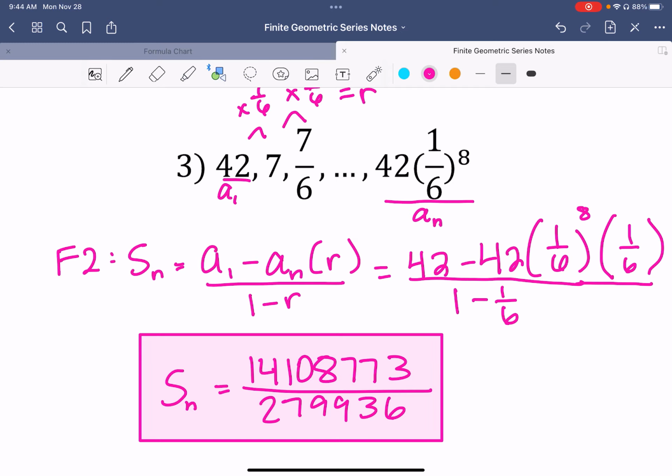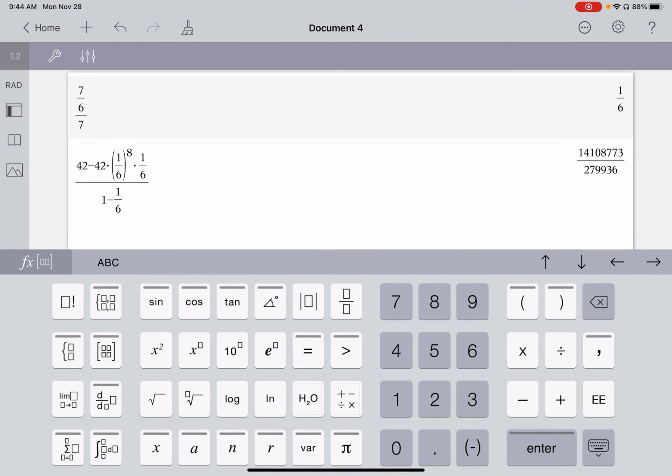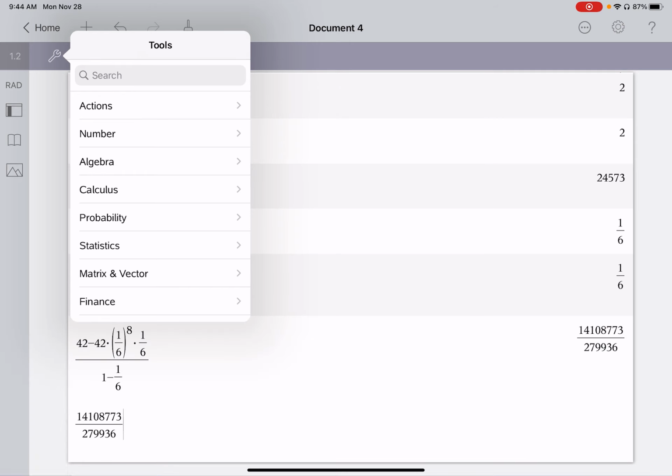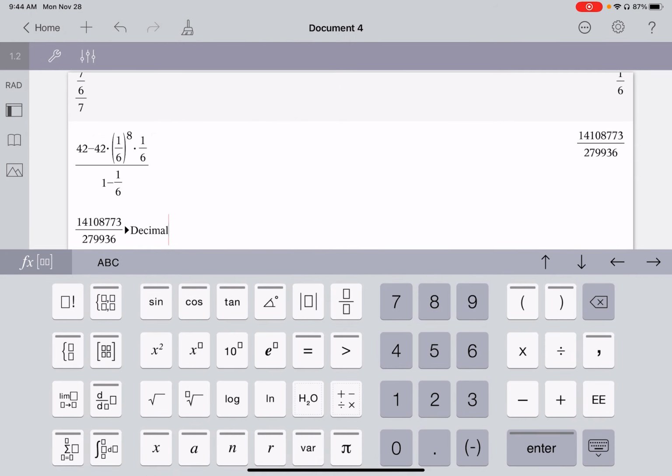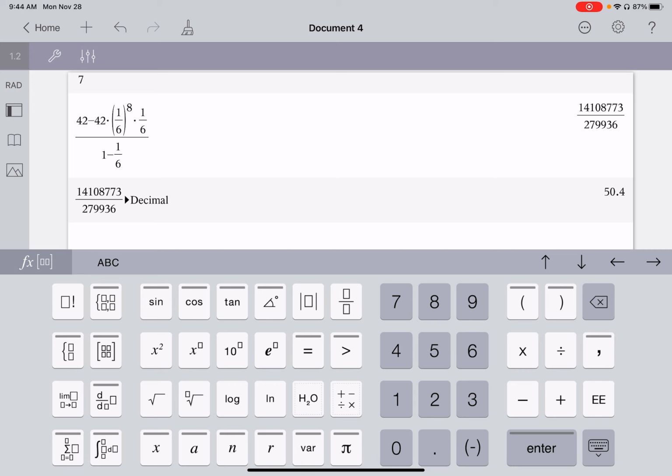Now, let's say that the calculator gave you a decimal instead. If it gave you a decimal, you might have gotten this in your calculator, 50.4. That is being rounded. Remember, we talked about the calculator sometimes rounds for you. And if I press enter, you can see there's actually a lot more decimals there. So it's being rounded. So I don't want you to use the decimal form, because if you round it, it's no longer exact. It's just an approximation.